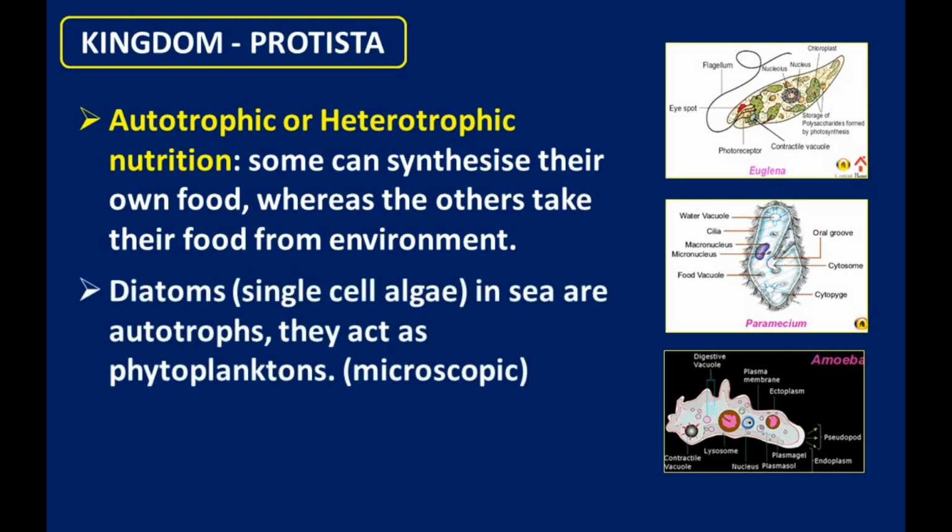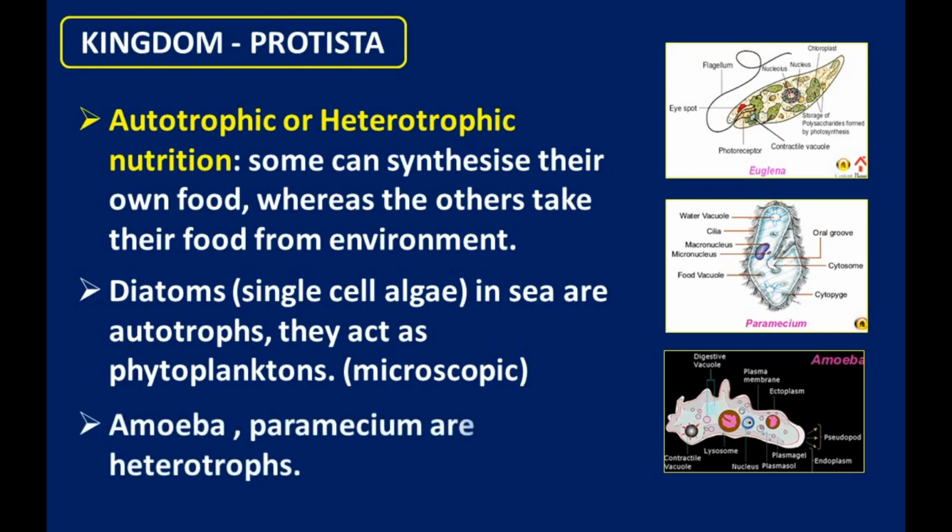Diatoms, that is a single cell algae in a sea, are autotrophs. They act as phytoplanktons. It means these are microscopic. This is the example of autotroph. Amoeba, Paramecium, Euglena, these are the examples of heterotrophs. So this is the kingdom Protista.